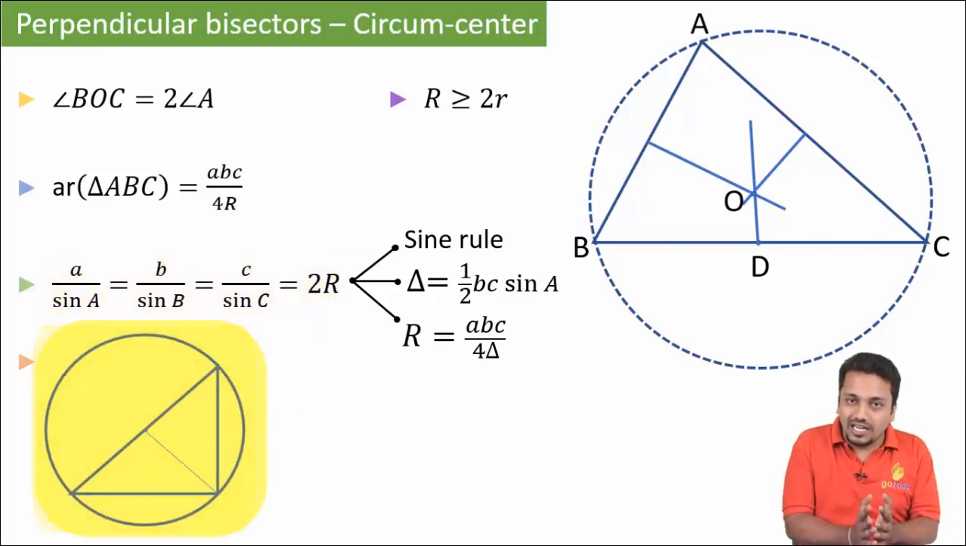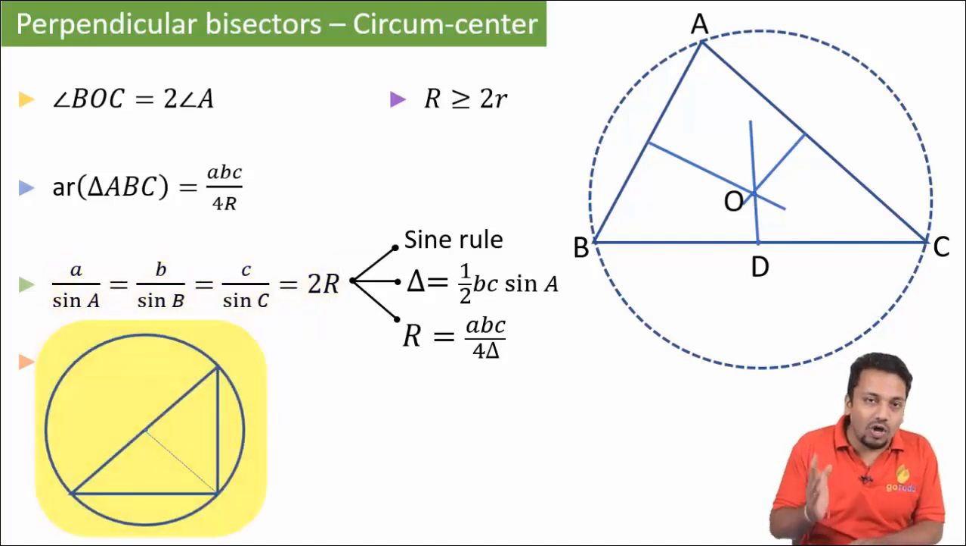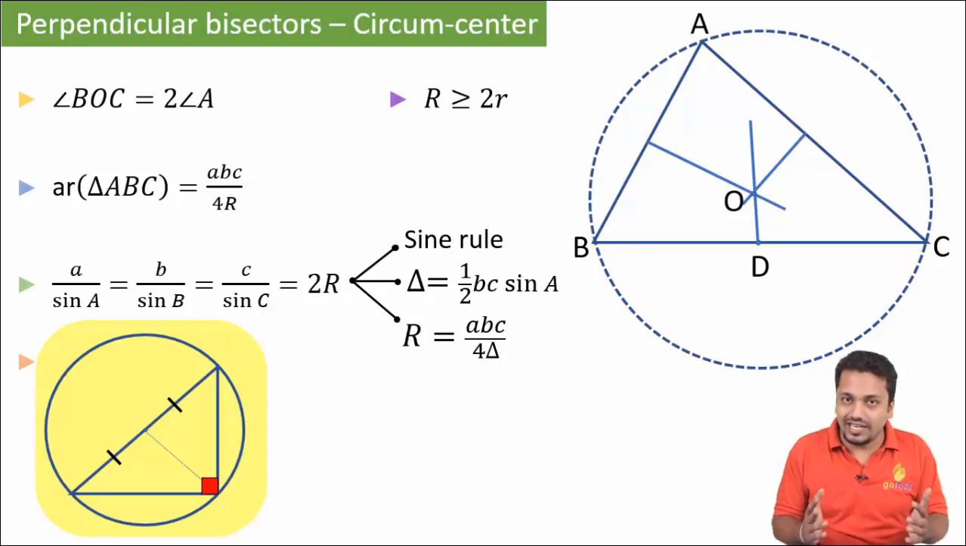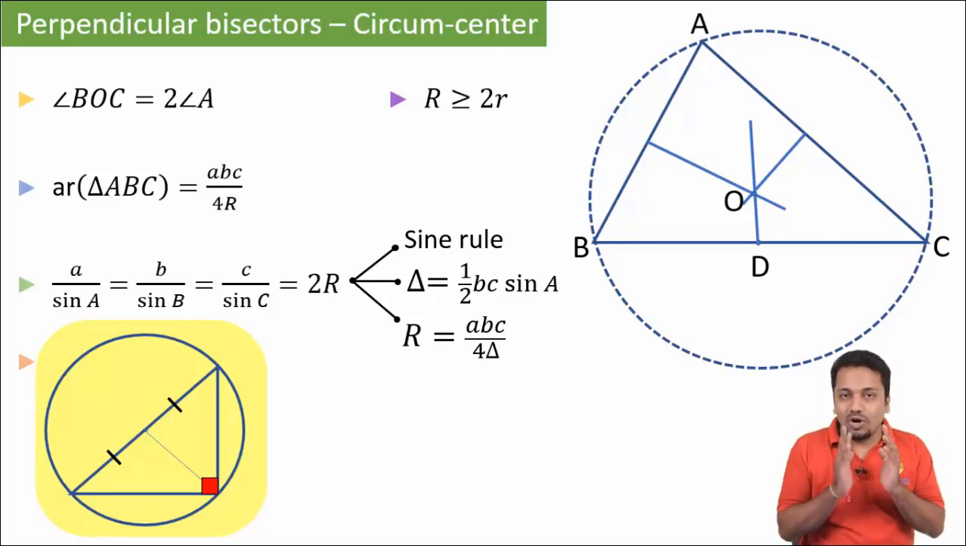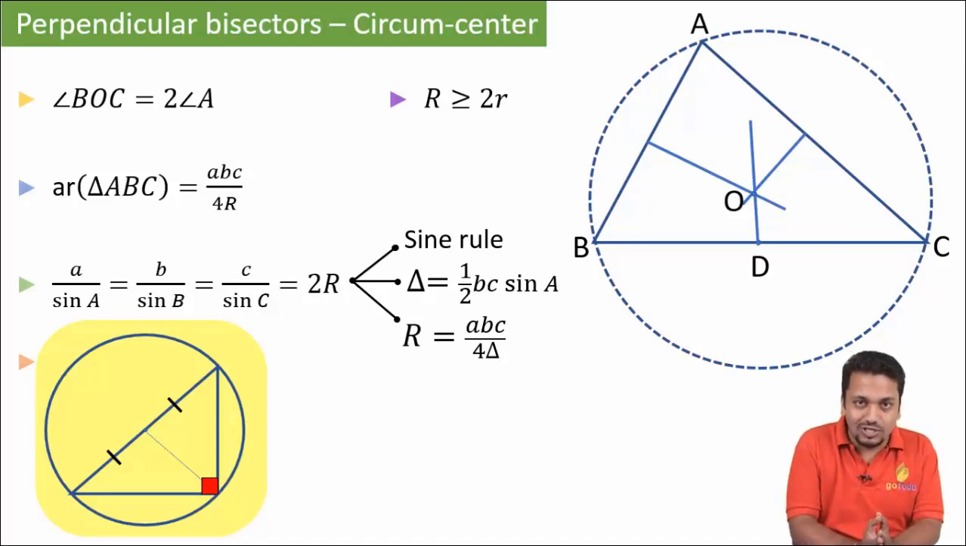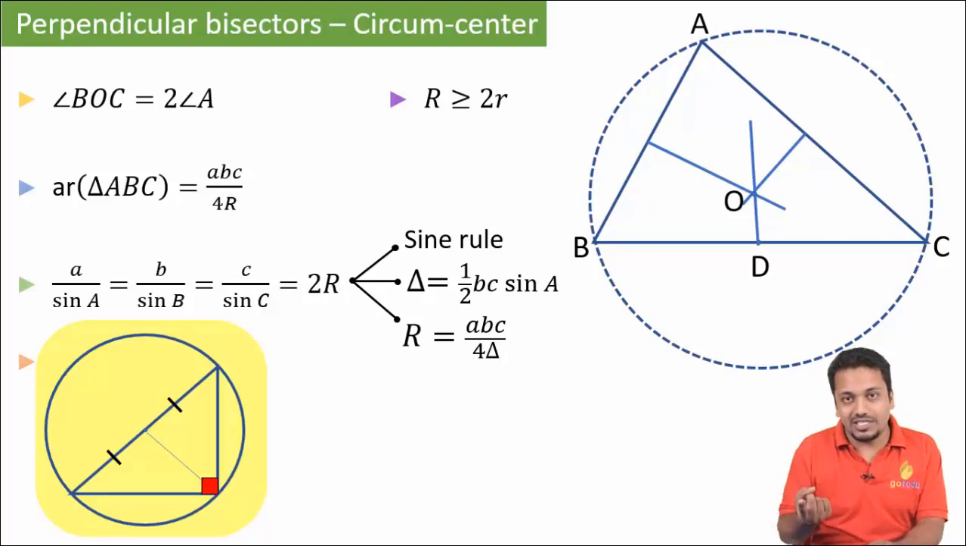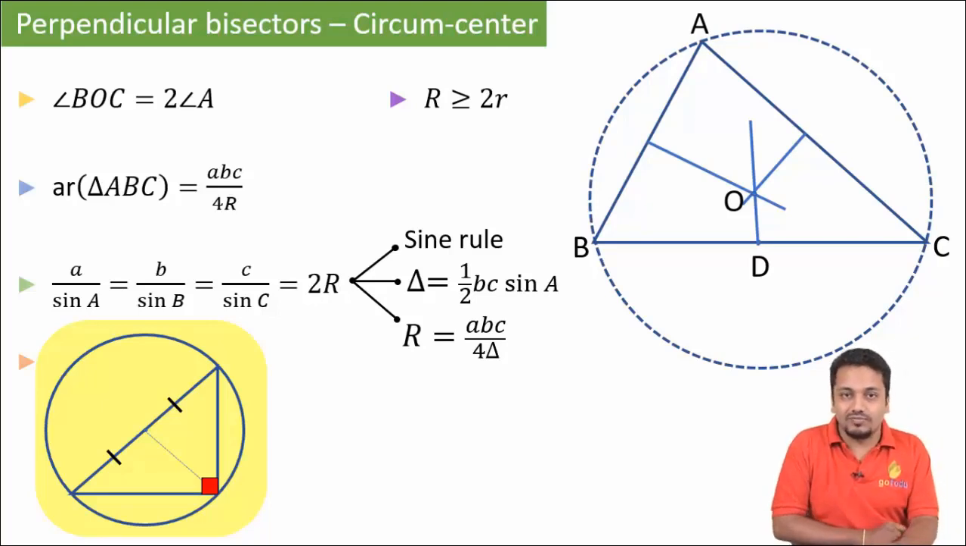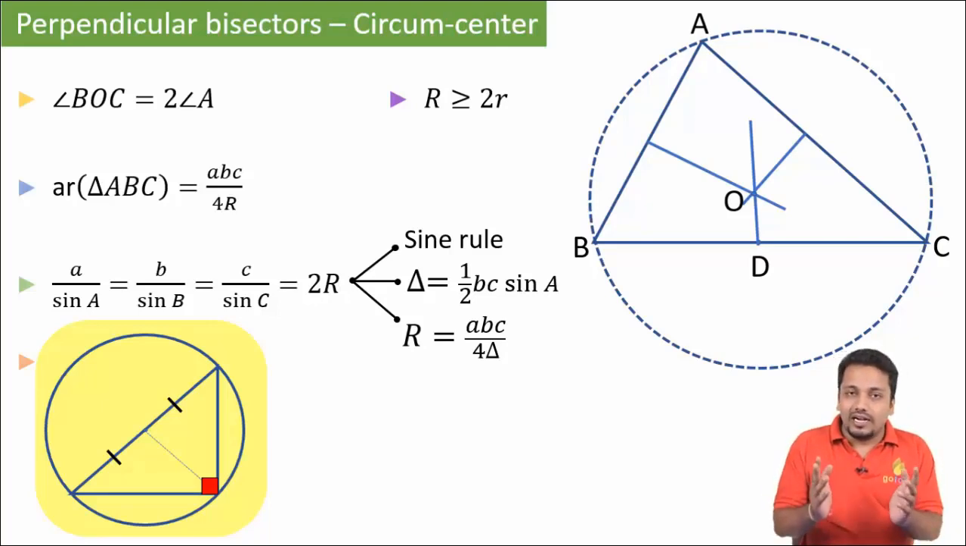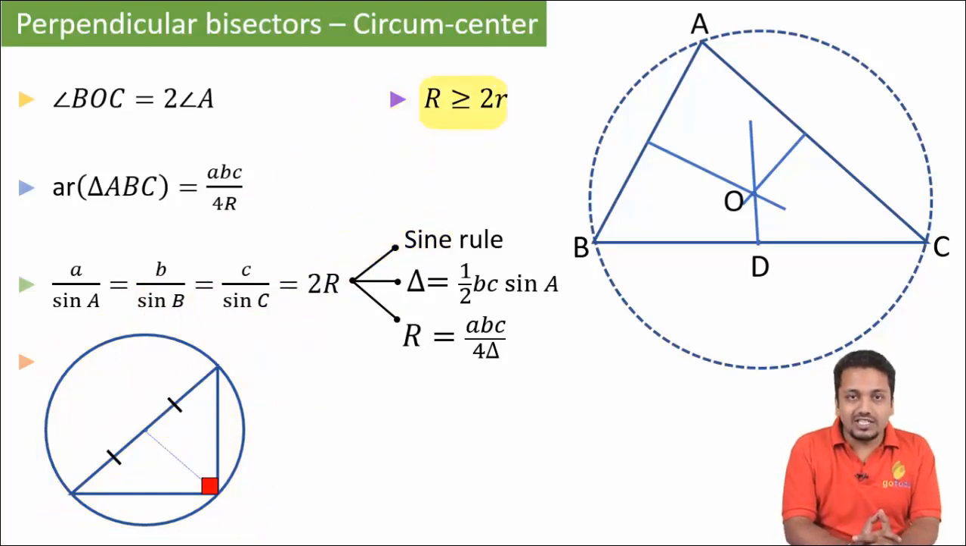Next property is that the circumcenter of a right triangle always lies on the midpoint of the hypotenuse. This again we will see in circles. This is called Thales theorem. So in total we have seen 2 Thales theorems: this one, and the basic proportionality theorem is also Thales theorem. And last one, circumradius is always greater than or equal to twice the inradius, and equality holds in case of an equilateral triangle.